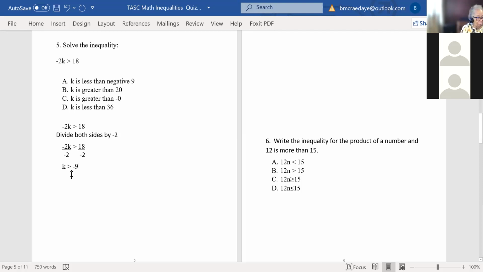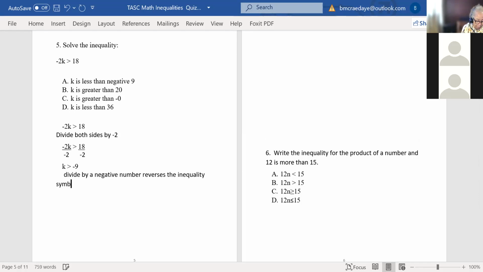Okay, so what rule do we have to follow here? The inequality. When we divide, what do we do? We change the inequality sign. Divide by a negative number reverses the inequality symbol. All right, so now this becomes what?